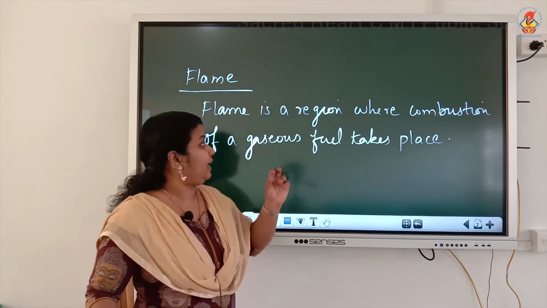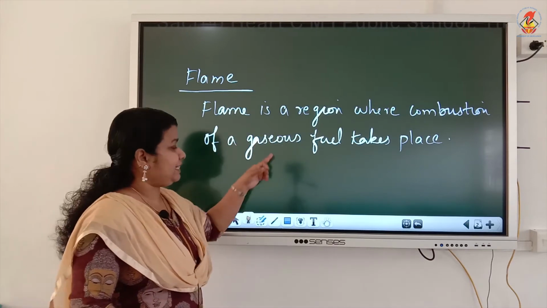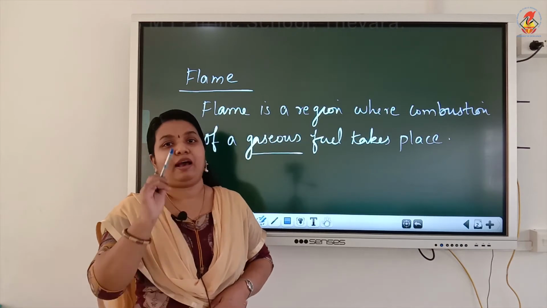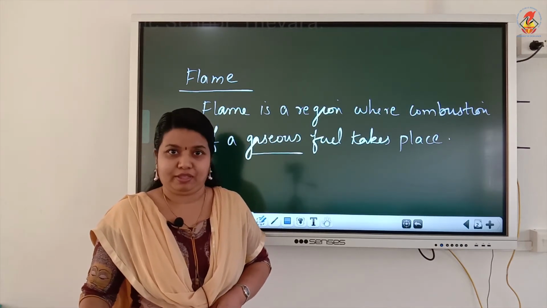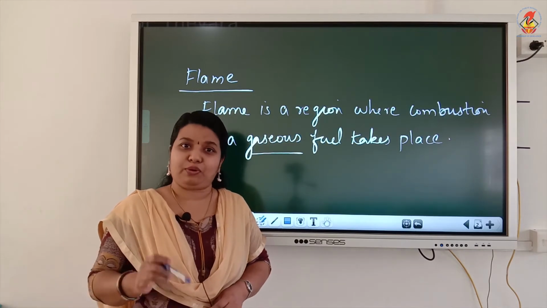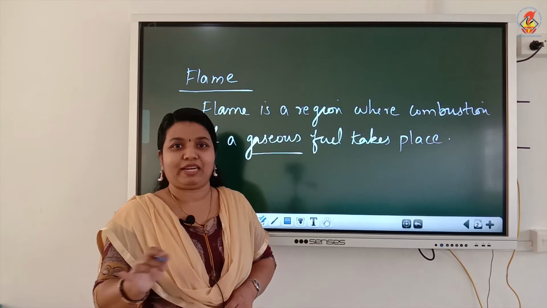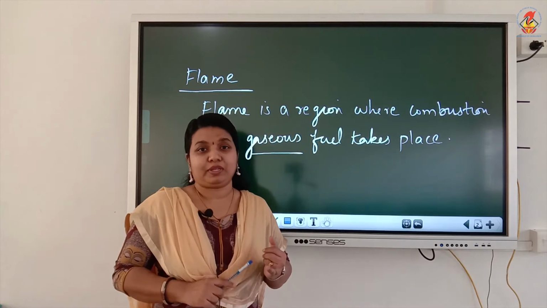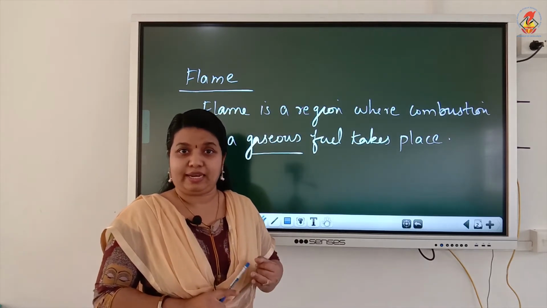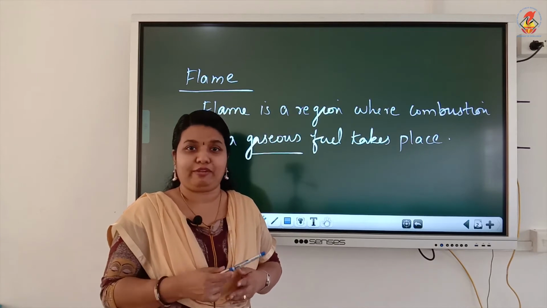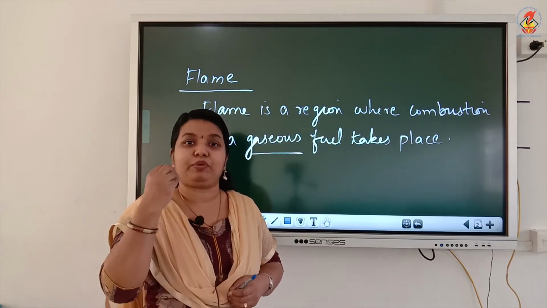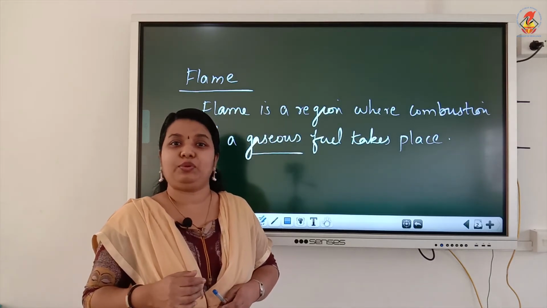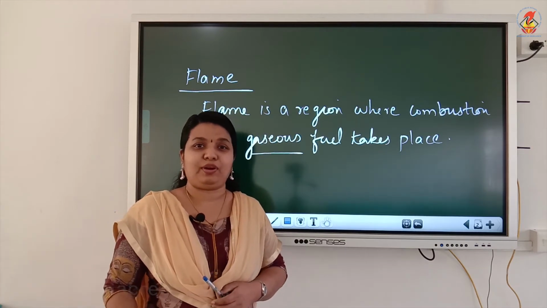So flame is a region where combustion of a gaseous fuel takes place. Only those substances which produce vapors upon heating burn with a flame. The substances which do not vaporize also produce heat, but light is not produced. Examples of substances that burn with a flame are candle, then petrol, diesel, kerosene. All these substances burn with a flame. Why? Because when they are heated, they produce vapors. When the vapors burn, we get flame. Examples of substances that do not produce a flame are coal, charcoal, etc.